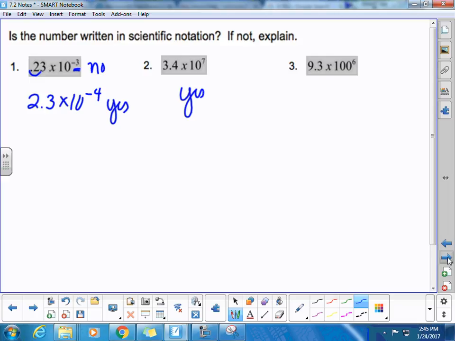9.3 times 100 to the 6th. That is not, because we need 10 to the 6th, not 100 to the 6th. We need 10 to the n, not 100 to the n. That is why it's not.